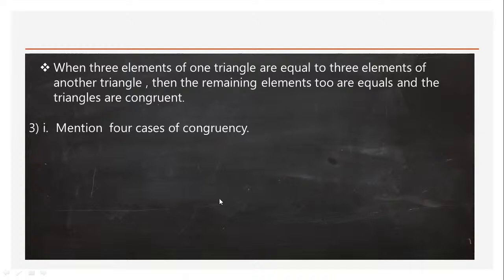Then mention 4 cases of congruency. Really, there are 4 cases to study for us. What are they? Side, angle, side case. First one. Side, angle, side case. First case. So we can write SAS, short form. And the second one, angle, angle, side case.